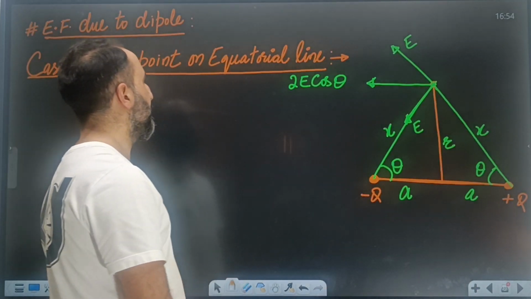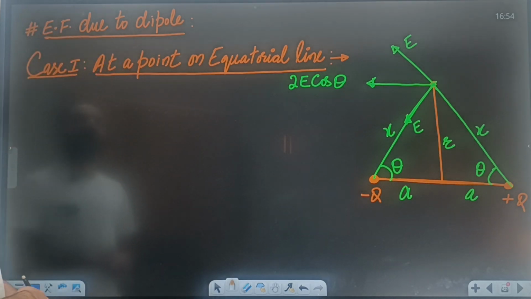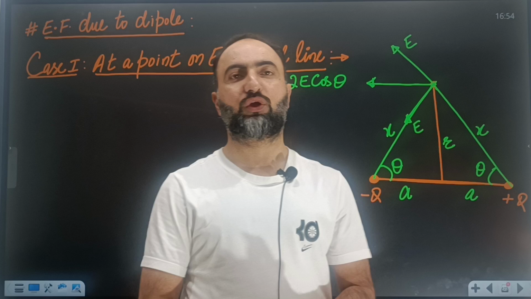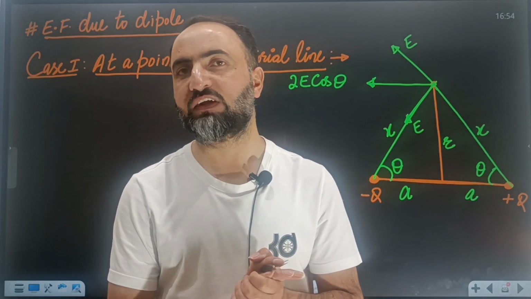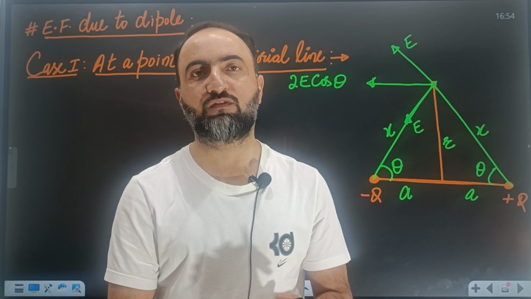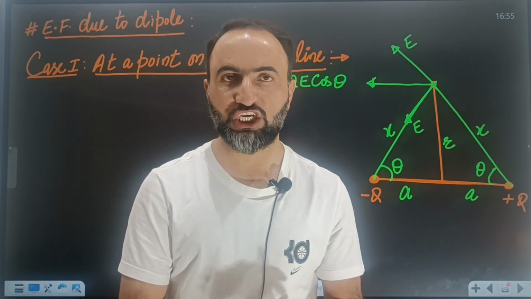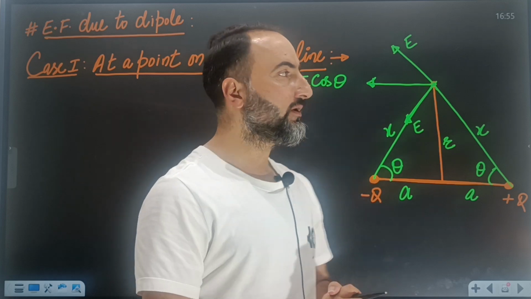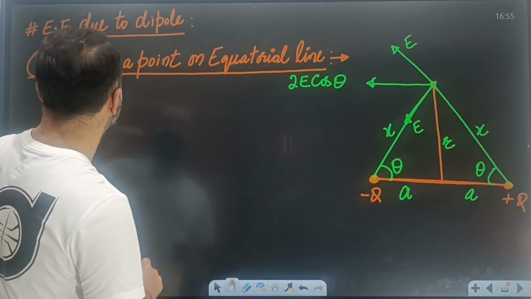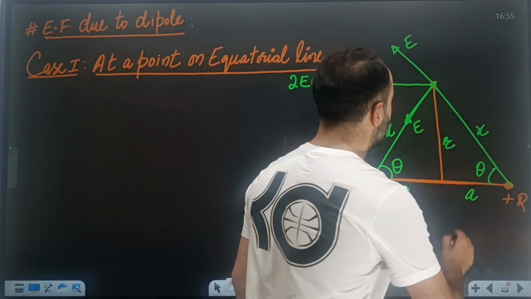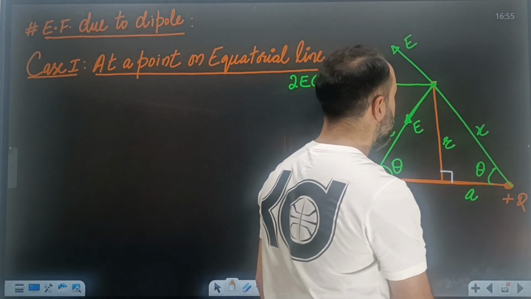Let's move ahead. Next, electric field due to a dipole. What we are supposed to do is calculate the electric field due to a dipole at three different positions: the equatorial position, the axial position, and the generalized position. First, the case of a point on the equatorial line, which makes an angle of 90 degrees with the dipole.